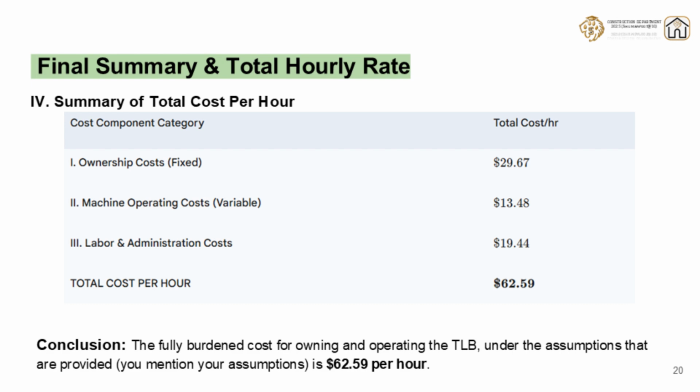To find the comprehensive cost, we sum the three main cost categories. Ownership costs, fixed, $29.67. Machine operating costs, variable, $13.48. Labor and administration costs, $19.44. The total fully burdened cost per hour for owning and operating the TLB, under all the stated assumptions, is $62.59 per hour. This figure represents the true cost required to keep this essential piece of equipment working on a project. At this stage, you need to have converted all your annual costs to hourly costs because our overall total answer will be an hourly rate, as shown.